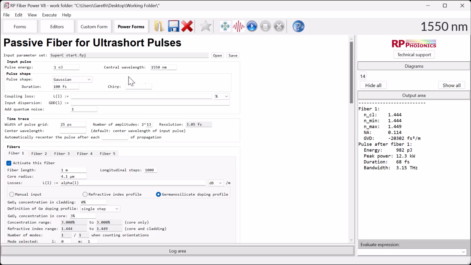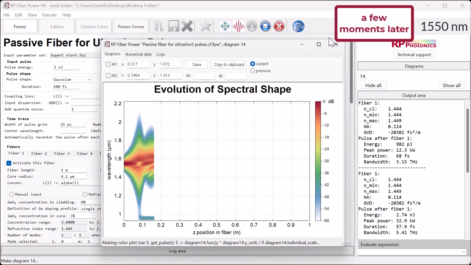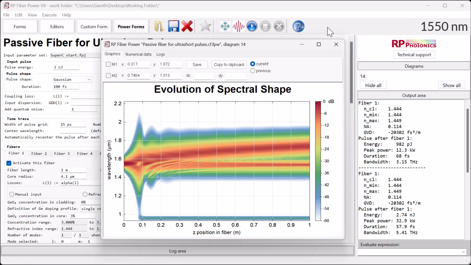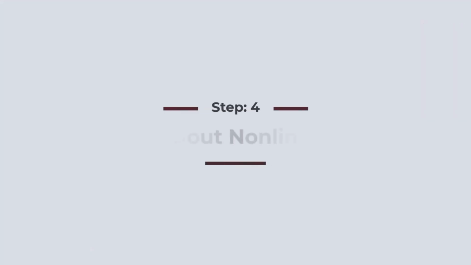Next, let's increase the input energy to 3 nanojoules and see how this changes the output spectrum. We see not only more broadening towards the longer wavelength side, but also a new spectral component around 943 nanometers. This may seem like a numerical artifact, but it is a real phenomenon. Let's find out.